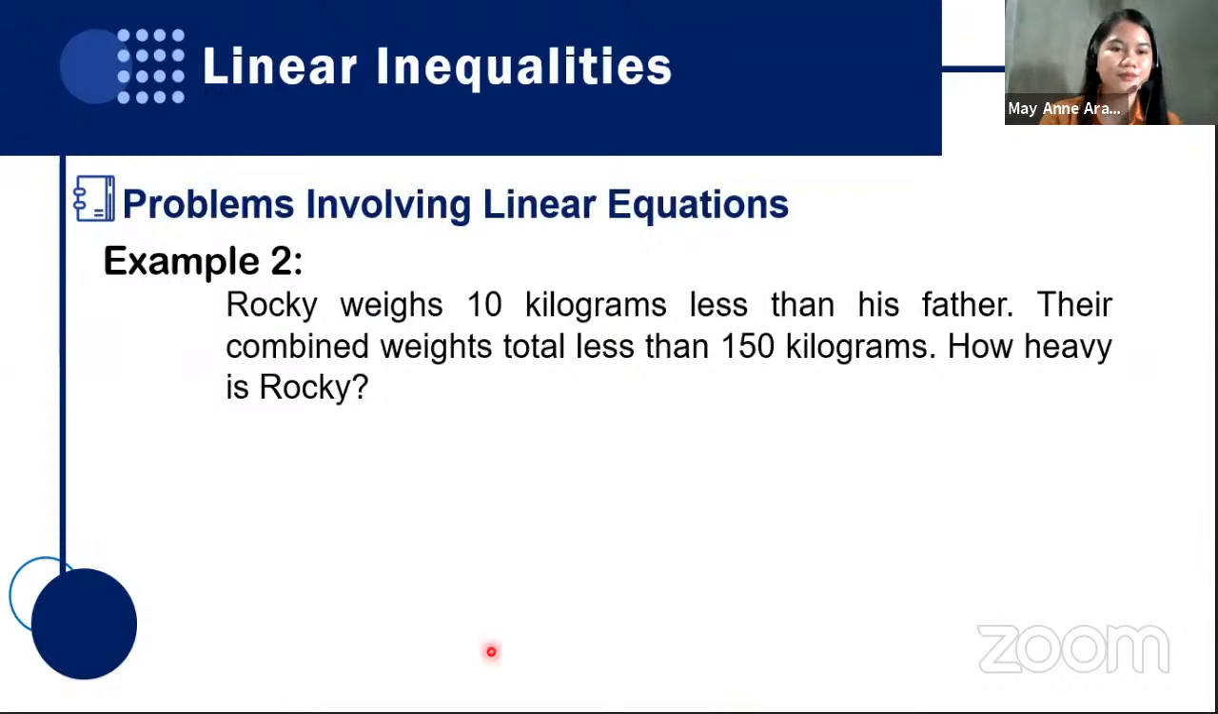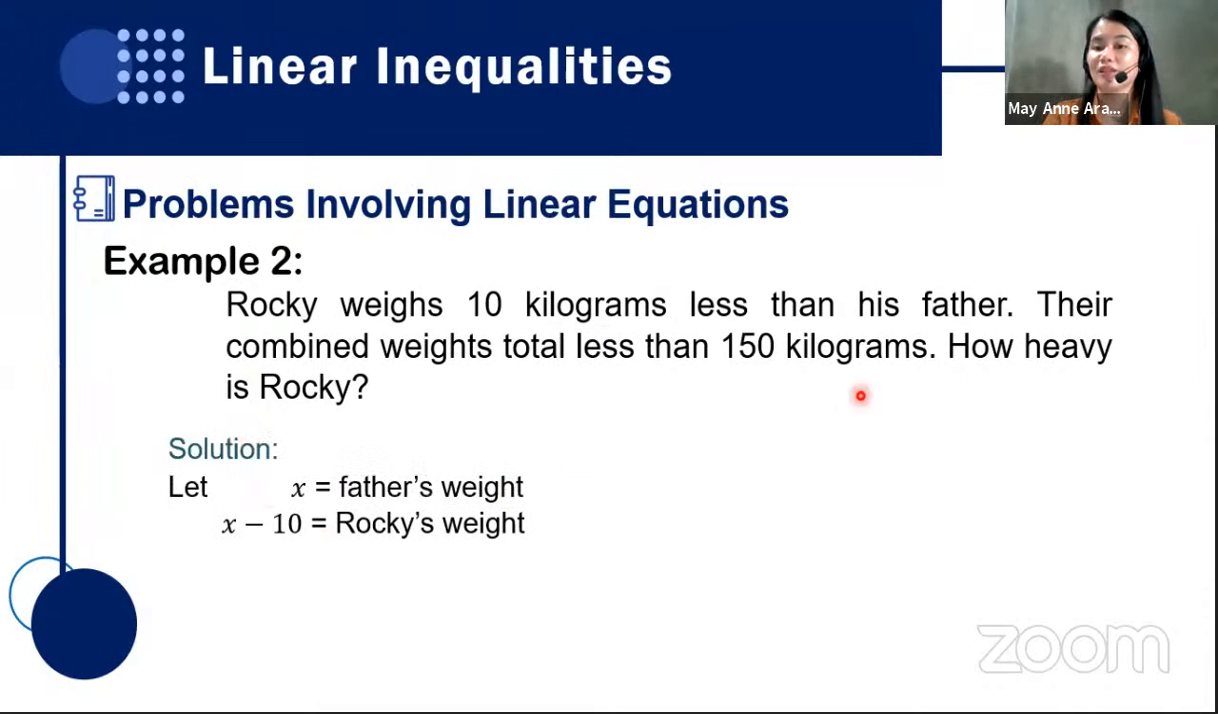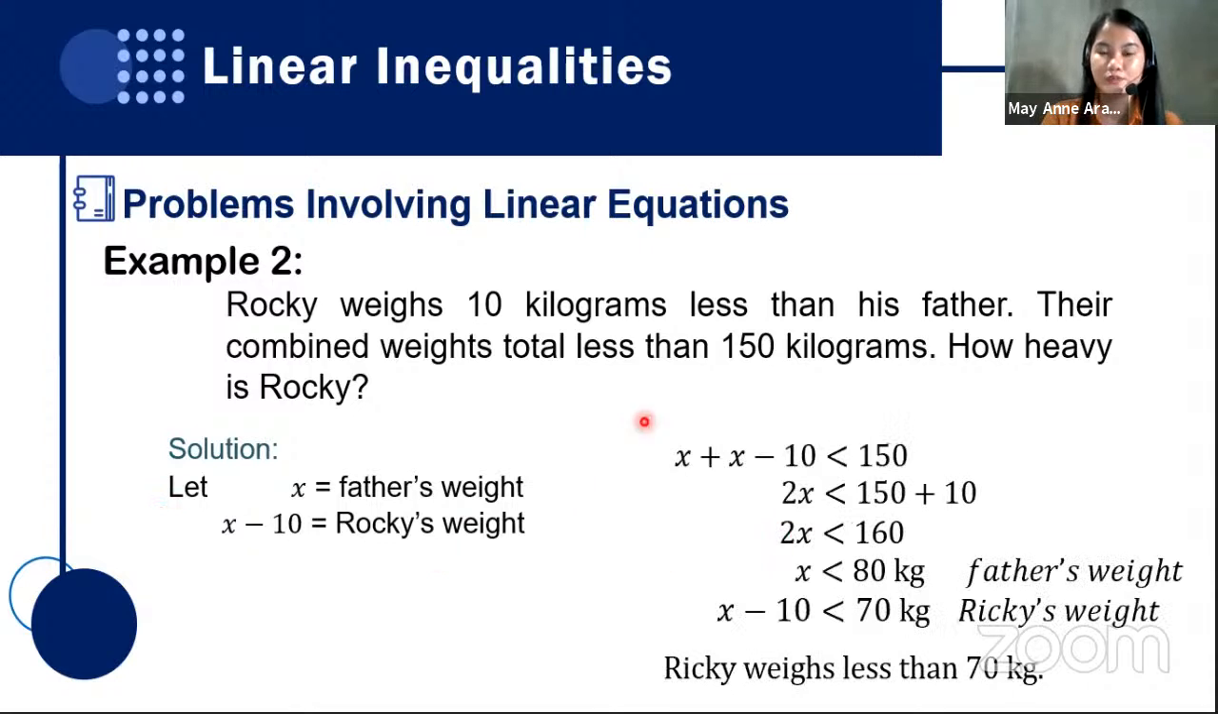And for the problem, we have here, Rocky weighs 10 kilograms less than his father. Their combined weights total less than 150 kilograms. How heavy is Rocky? So 10 kilograms less than his father, so that is x minus 10. And let x be the father's weight. Okay, for the solution, it says their combined weights total less than 150 kilograms. We have here the less than sign. So just add the two numbers since it says total. So we add, then simplify to 2x. Again, transpose. We have 150 plus 10, 160.